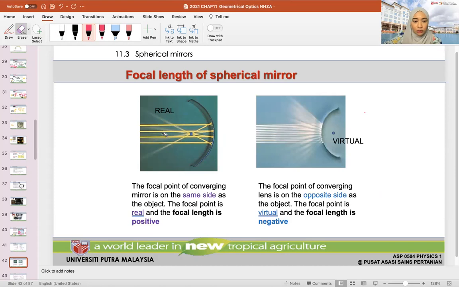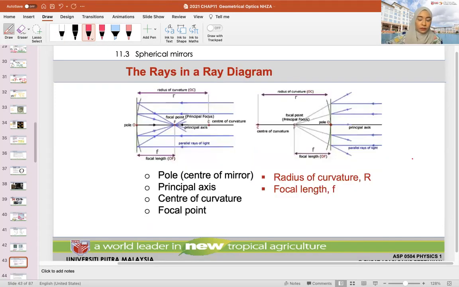Okay, so this is how it looks like. The focal point of converging mirror is on the same side as the object or the incident light. The focal point is real and the focal length is positive. So when it is in front of the mirror, or real, the value will be positive F. When it is behind the mirror, the value is negative F, or virtual.